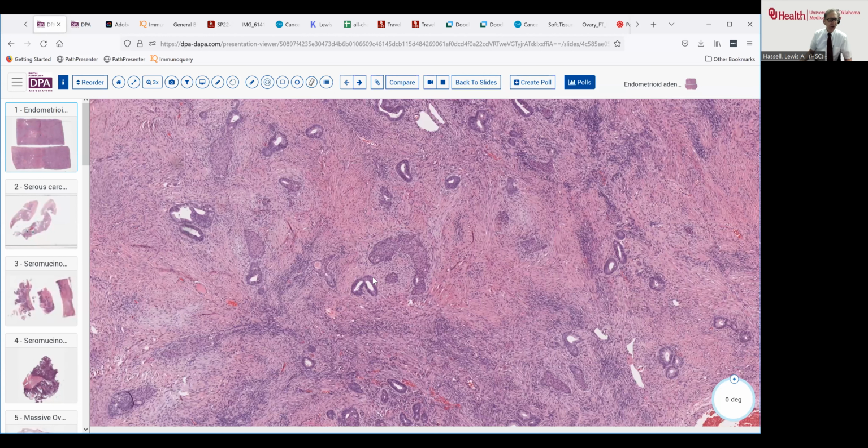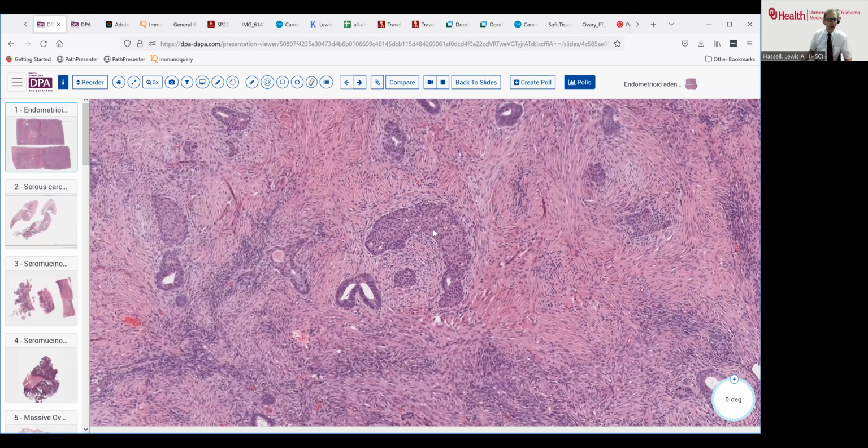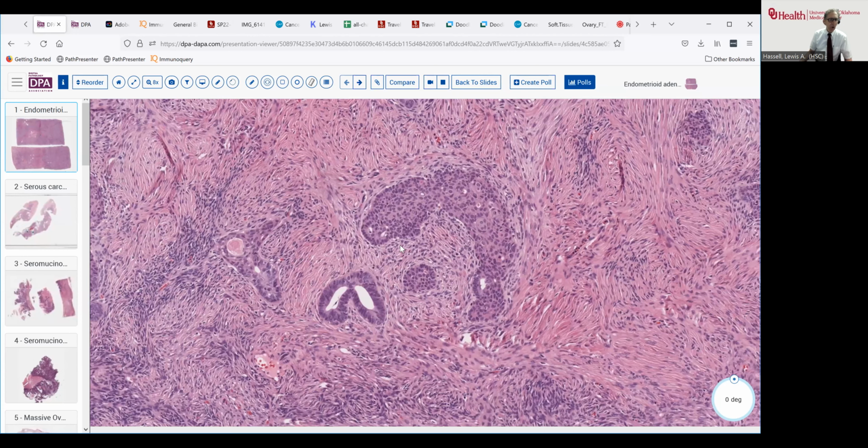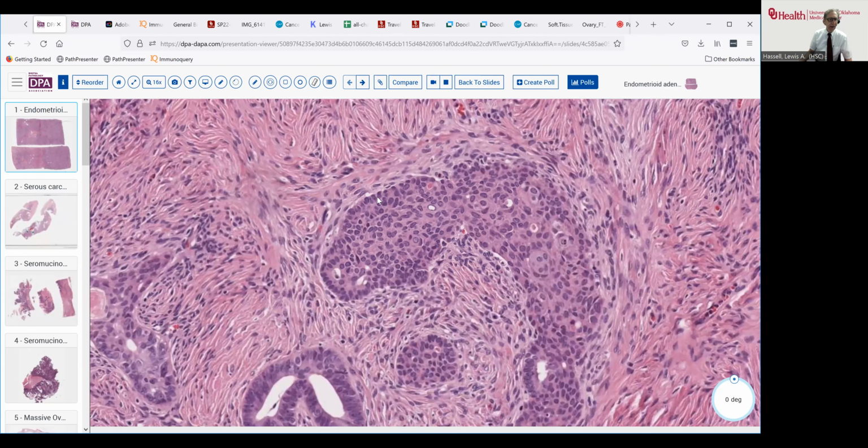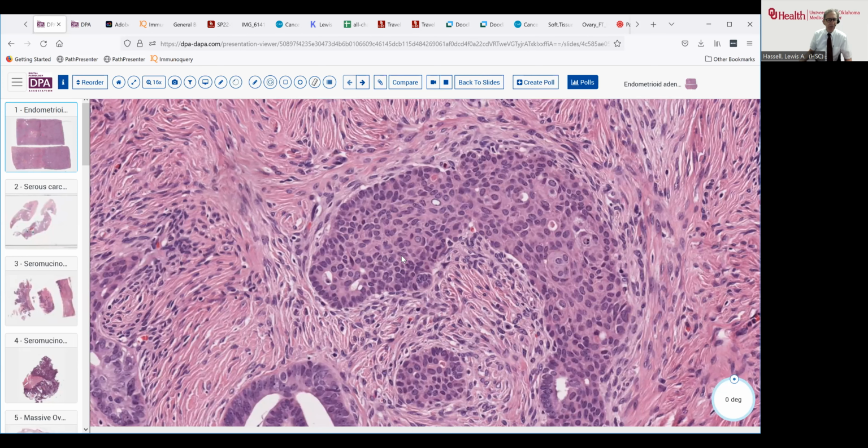Here's another feature that we can see in these endometrioid type tumors, and that is here it becomes more solid. This is a form of what we generally refer to as squamous metaplasia or squamous morular metaplasia in these tumors.